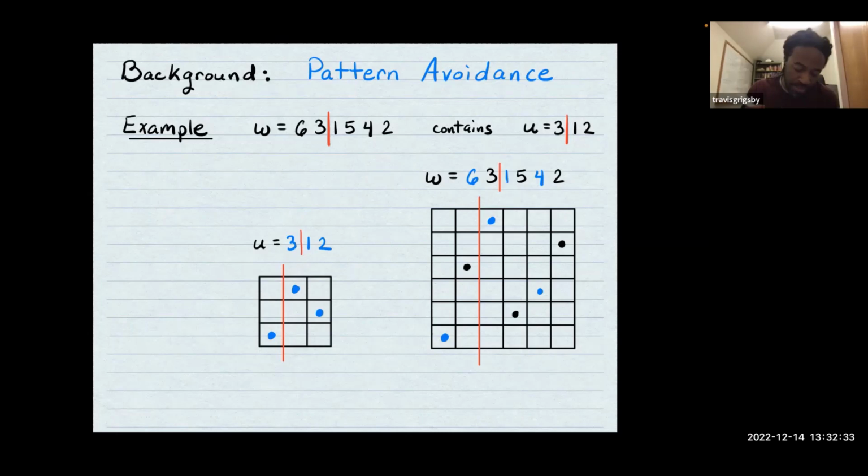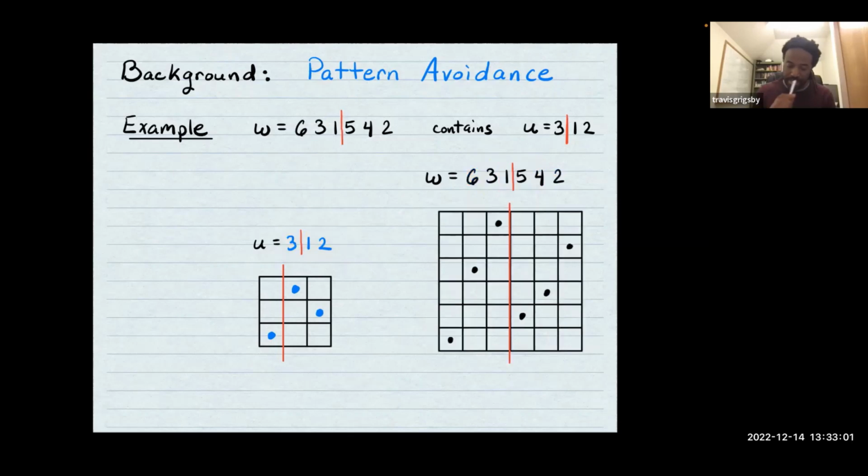So here's an example. Does W, 6 3, split 1 5 4 2? Does it contain 3 split 1 2? And the answer is yes. Here's an example of that. I have the 3 on the left. That's the largest number. And then the smallest and then the middle number are on the right. And so that's an example of that containment. That's another way that it's contained.